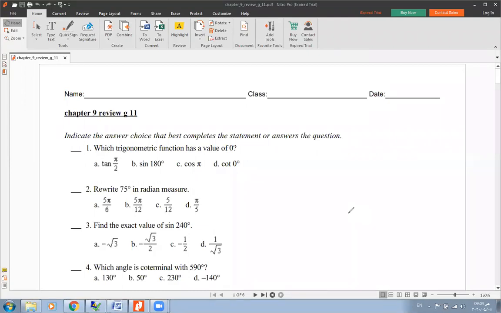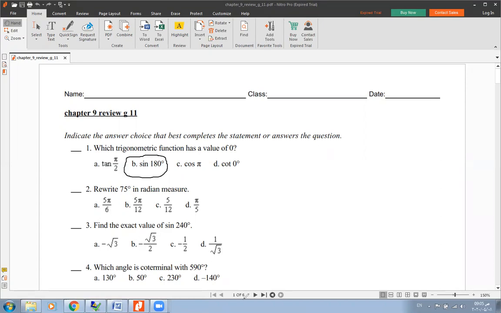Cosine pi equals -1, so it's not the answer. And cotan 0 is undefined. Sine 180 equals 0. Sine 180 is equal to 0. So the answer of the first one is letter B. Sine 0, sine 180, sine 360 equal 0. So this is the answer of the first one.